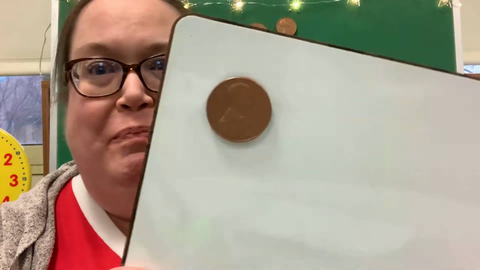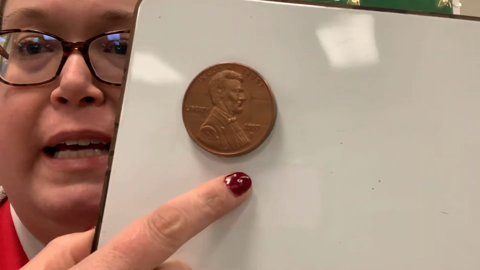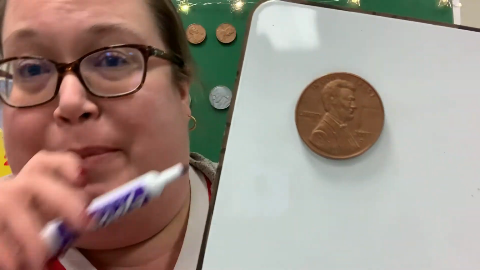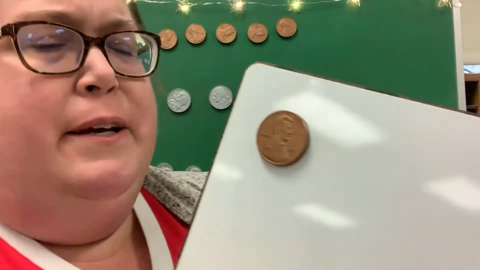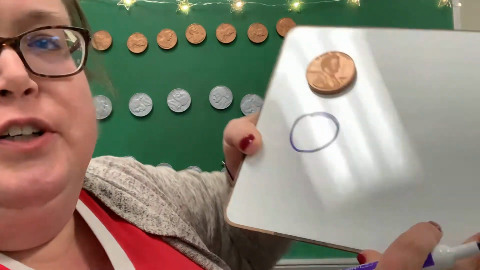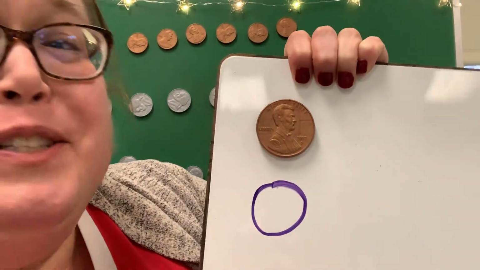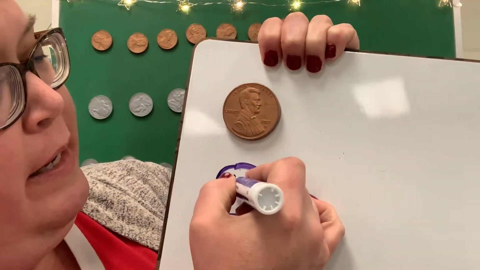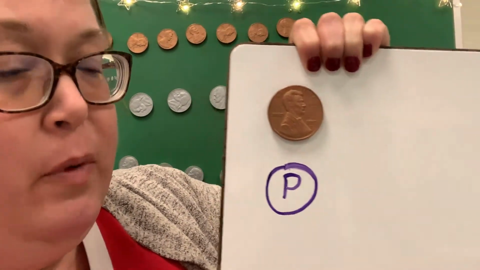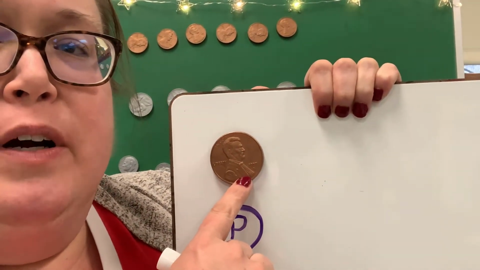So here we go. Let's see if you can see it up close. This is, do you know? It is a penny. If I were to draw a penny, I would draw it like this. A circle. And then I can't draw all this stuff, so I'm just going to put a P in the middle for penny. Okay? All right, now, does anybody remember how much a penny is worth?